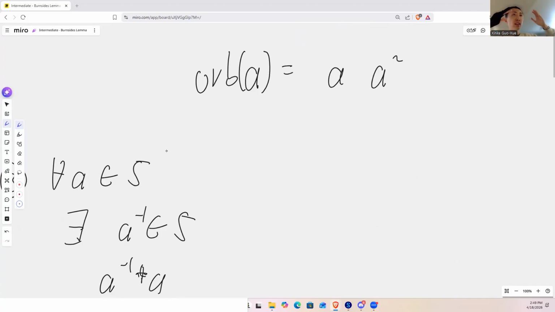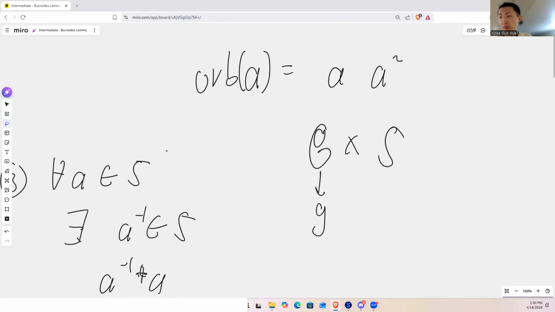Really, this is about group actions. So you apply the set of a group on a set. So this is like G cross S. The elements of G cross S are pairs (g, s) where g is a group element and s is an element of your set.